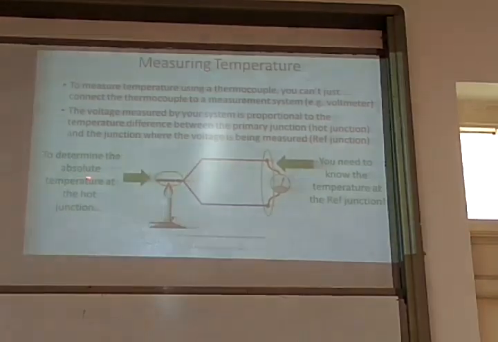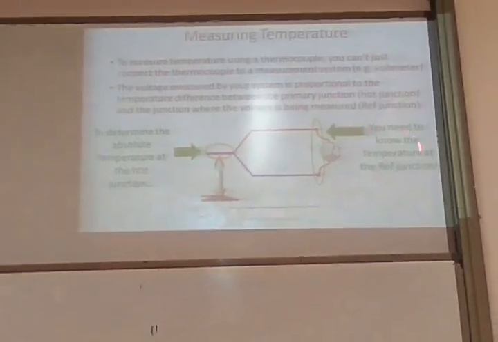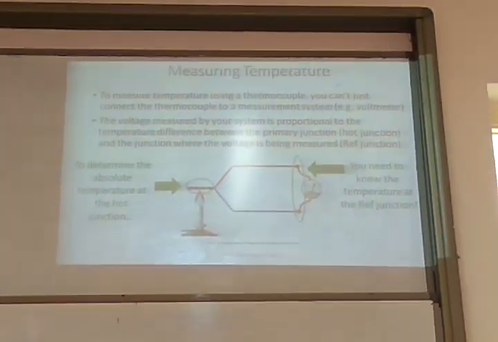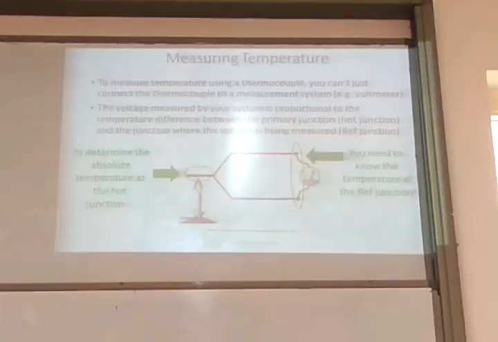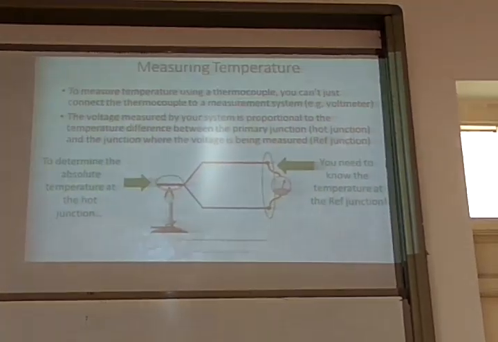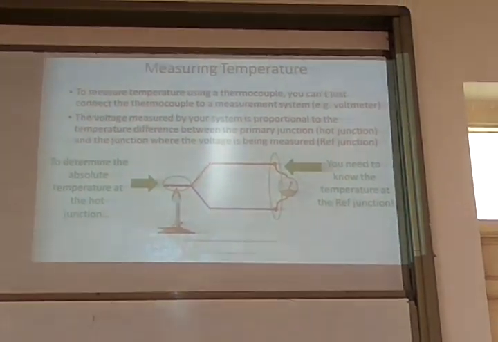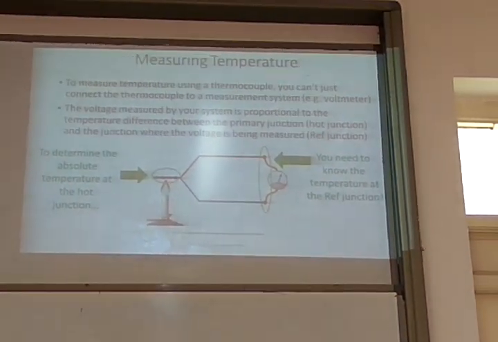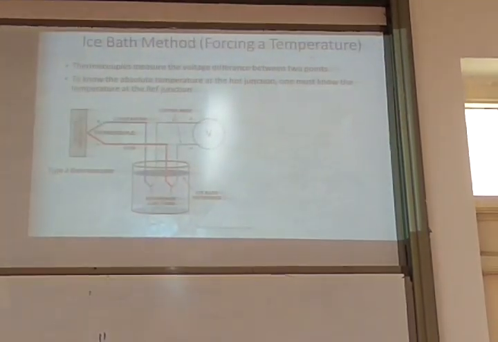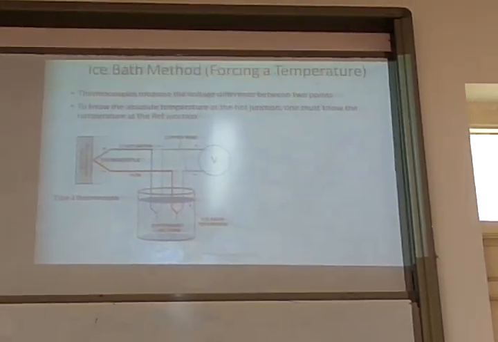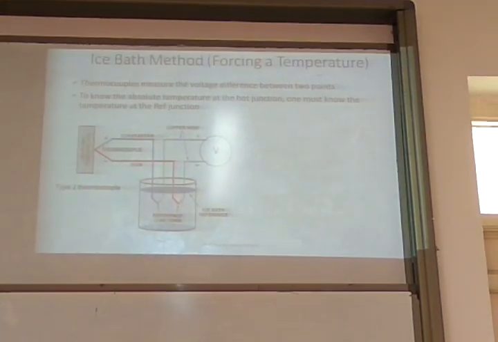Now, to determine the absolute temperature at the hot junction, you need to know the temperature at the reference junction. Already we don't know the temperature, that is why we are using a thermocouple to measure it. In order to use a thermocouple, you should know the temperature of the cold junction, which means it doesn't solve the problem, it creates another problem. So generally what people do is put these two wires into an ice bath of known temperature. What is the temperature of an ice bath? 0 degrees Celsius.